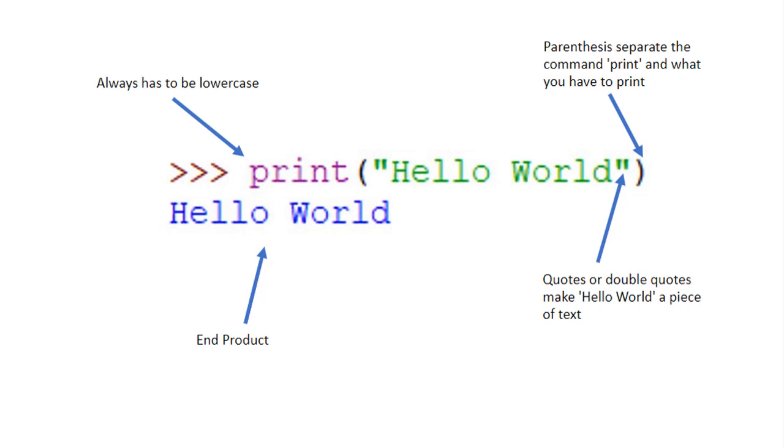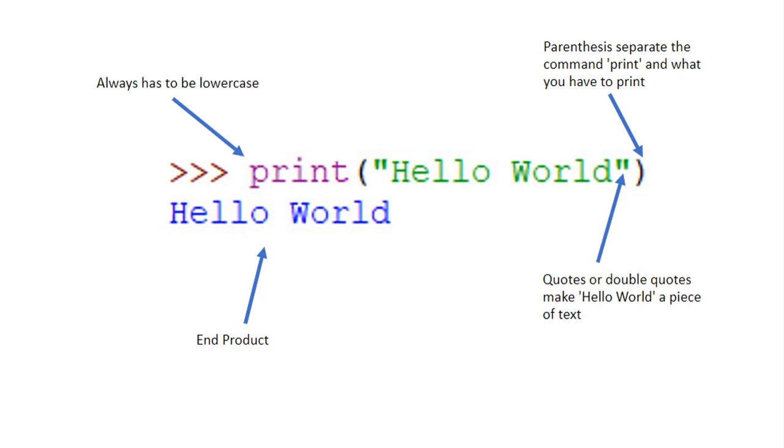Okay, so before we move on to variables and strings, we're going to be looking at what we did last video. So one thing to look out for is the P in the print has to always be lowercase. The parentheses have to be there because it separates the command print and what you have to print. Quotes or double quotes, you can use any of those, but you have to use a pair of them. You can't mix up quotes and double quotes. And they both make hello world a piece of text. And the blue text which says hello world is the end product.